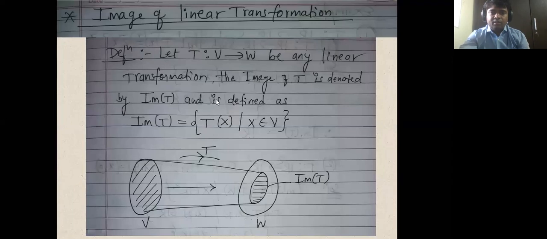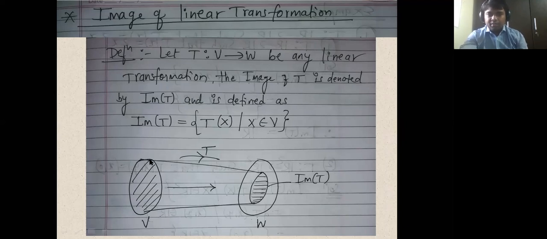So next is the image of a linear transformation. So T from V to W be a linear transformation. This is the domain, this is the codomain. The image of this linear transformation T is denoted by image T, IM T, and is defined as all T of X. You collect all T of X where X is coming from the domain. So you can see the diagram here. T of X is necessarily all the vectors in the codomain which have at least some pre-image.